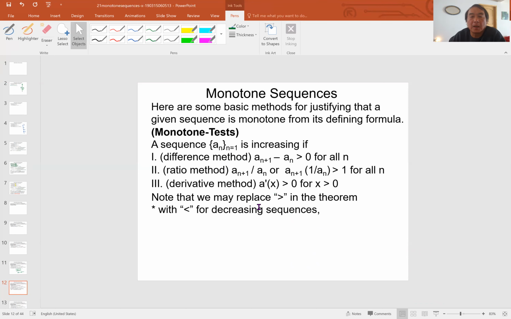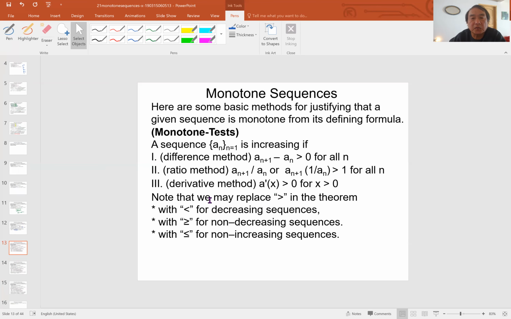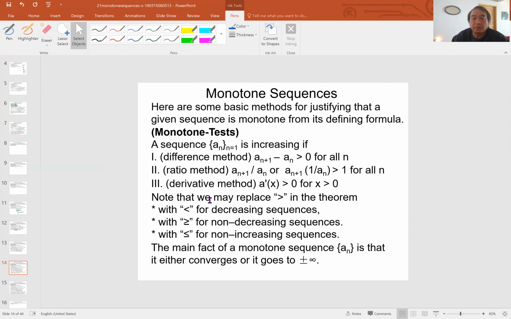Okay. And then all of these inequality signs I can replace by the backward ones, and then I can replace the word by decreasing. And similarly, I'll let you read the non-decreasing and non-increasing cases. We replace them with the equal sign.